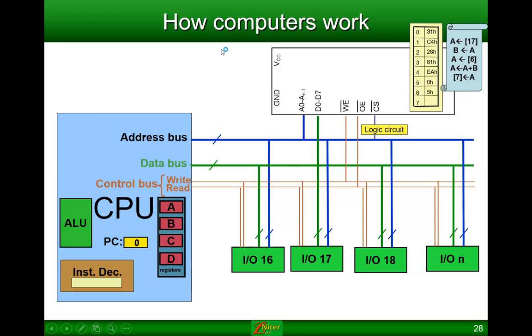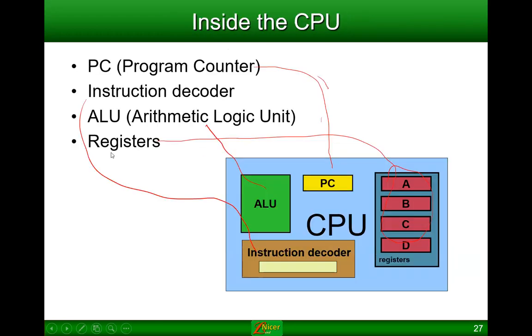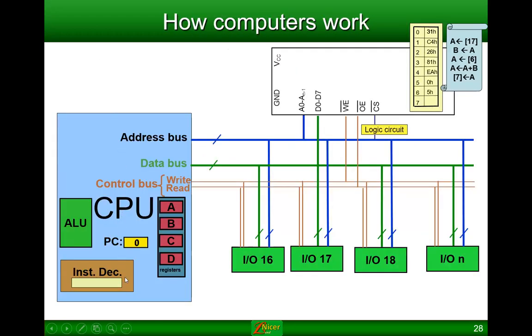The next slide is all about how the computer works, in other words, how our CPU works. As I told, there are four main components here: instruction decoder, PC, ALU, and register, which are placed inside the CPU. Other than this, there are some address bus, data bus, and control buses.